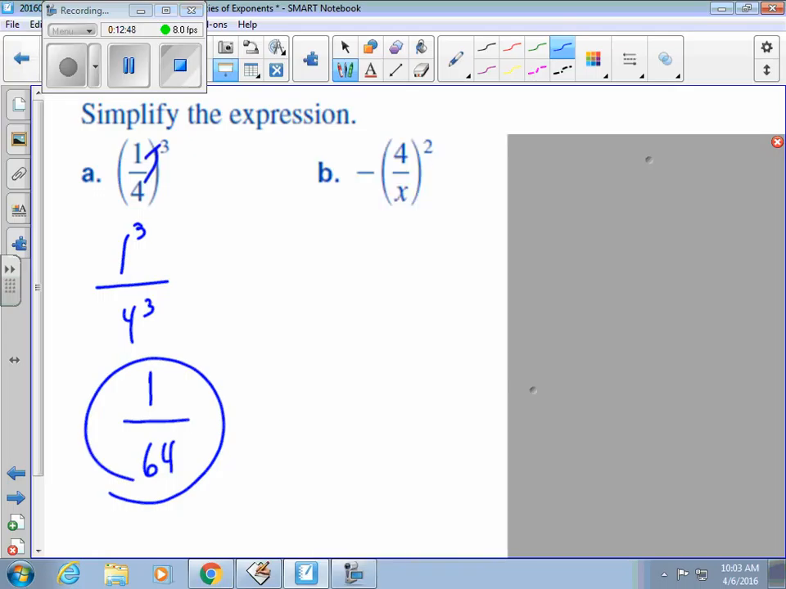The next one, negative, and notice where the negative is in this fraction, negative 4 over x squared. Take 20 seconds on that one. It shouldn't be too tough.